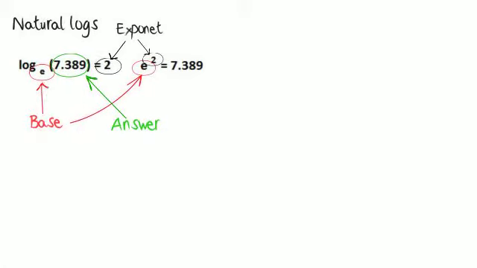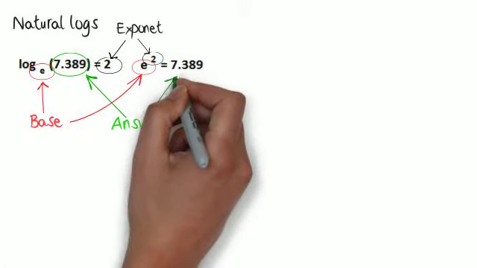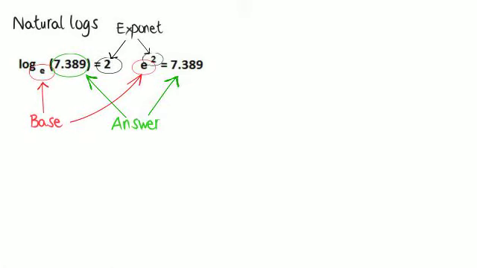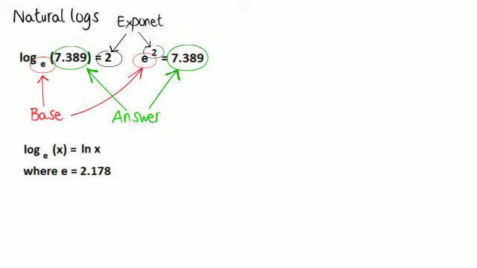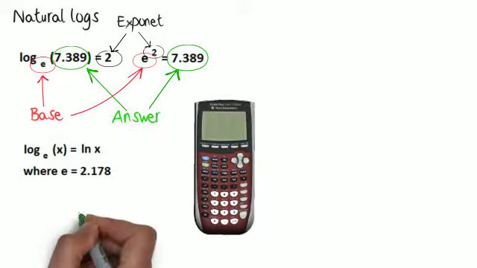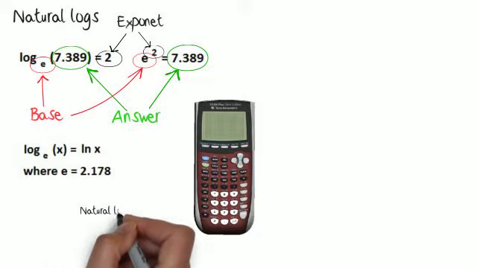It's just a different base that we're using from the base 10 logs. So for natural logs, we have a base of e. What that means is that instead of writing log base e of some number x, we can simply write the natural log, ln of x, because we know what the base is.